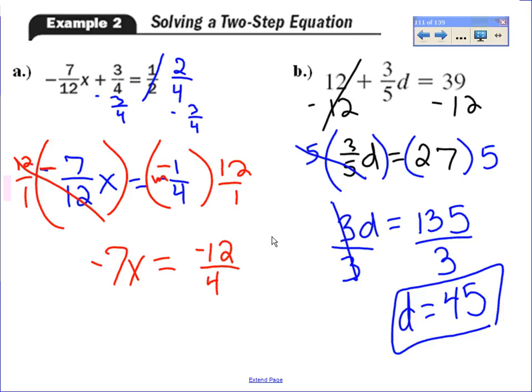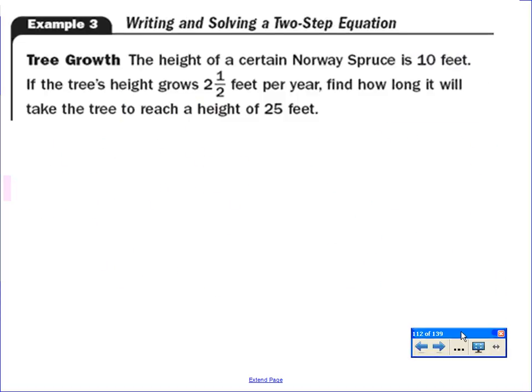Okay, let's do a word problem. Example 3. This is so exciting. It's about tree growth. I know you'd be excited. All right, so ready? The height of a certain Norway spruce is 10 feet. So currently, the tree that we're analyzing is 10 feet. If this tree's height grows 2.5 feet per year, we need to find out how many years it is going to take that tree to reach a height of 25 feet.